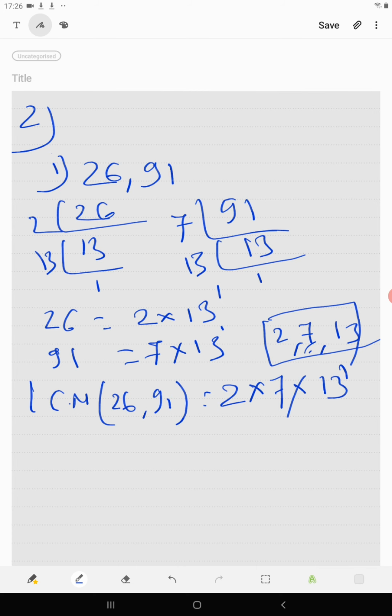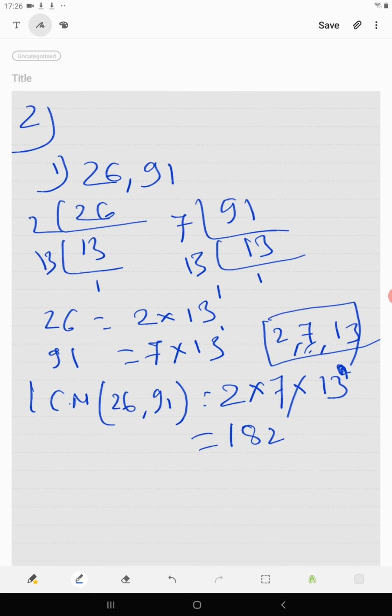Okay. So that means 13 only. So 2 into 7, 14. 14 into 13 is 14 tens is 140, 14 threes is 42. So total 182.